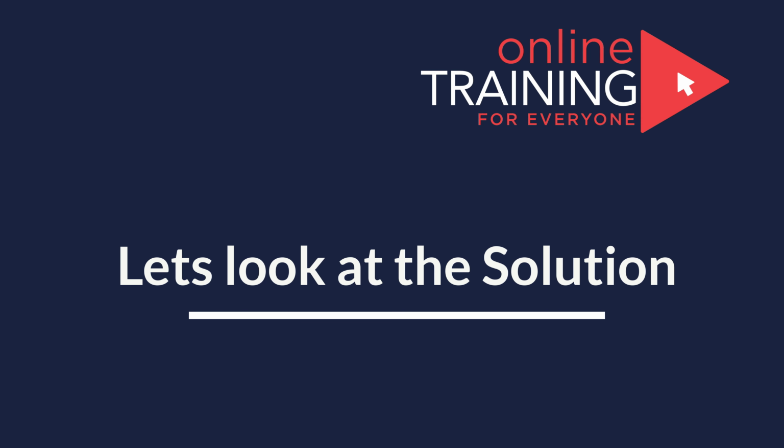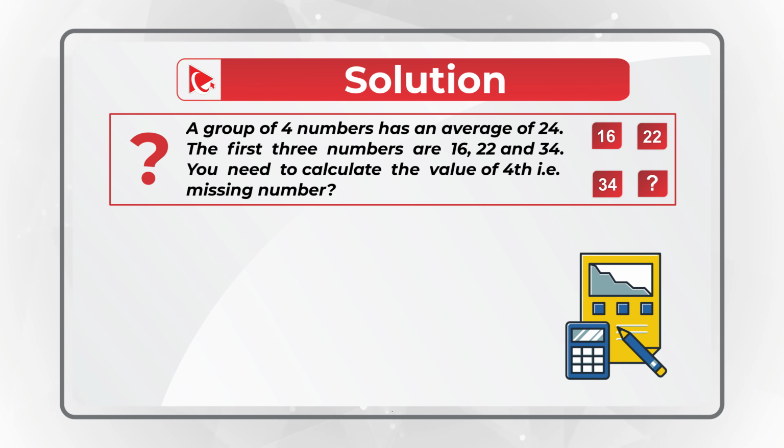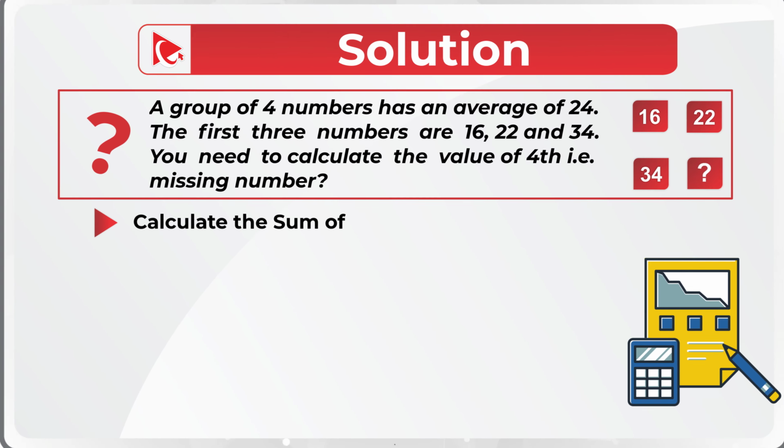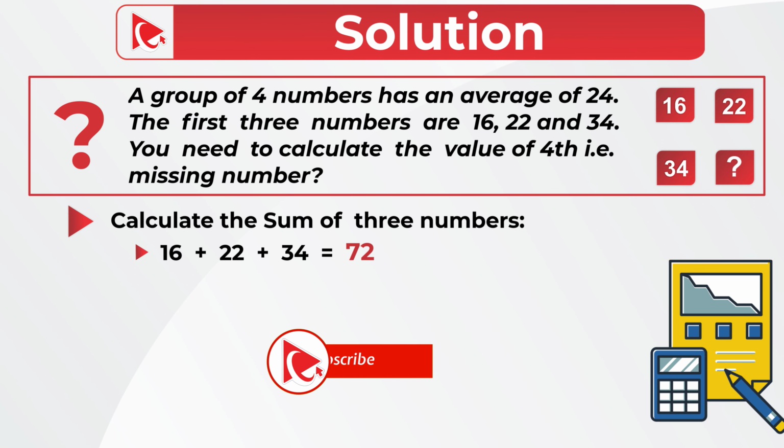Obviously, to solve it, you can plug in one of the 4 solutions instead of the missing number, calculate the average to see which one is correct. But we're going to take a different route. In the first step, we're going to calculate the sum of 3 existing numbers. 16 plus 24 plus 34 equals 72.